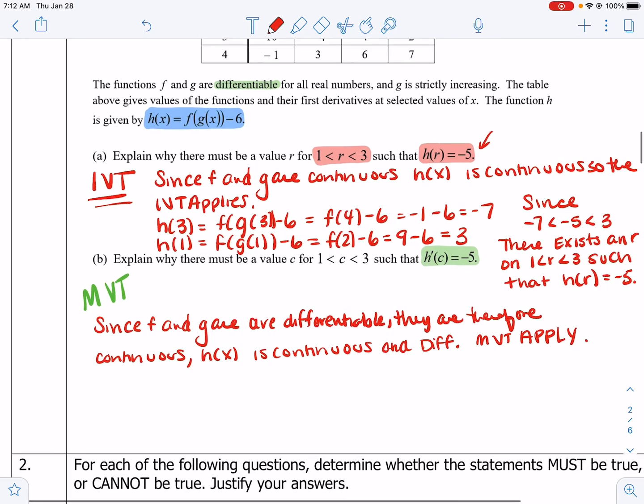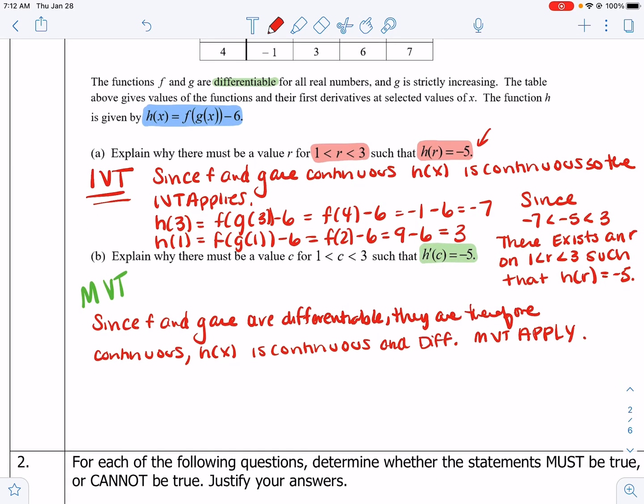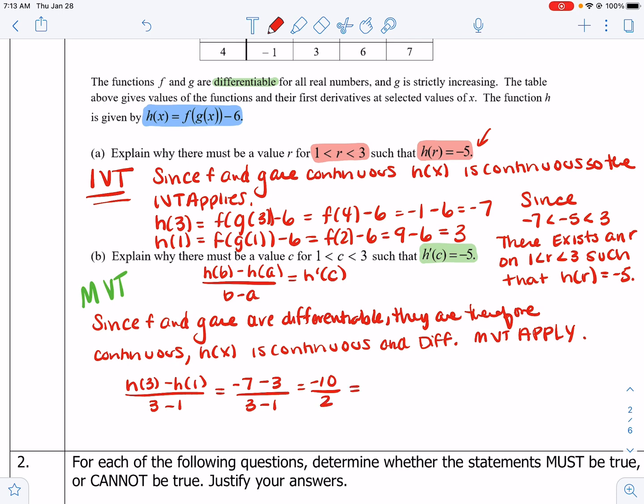And let's double check it out. Remember our rule, our MVT, that is basically h of b minus h of a over b minus a, just changing to h's to match the question, has to be equal to h prime of c. In this case, they gave us c. So let's take out, we got h of 3 minus h of 1 over 3 minus 1. That's negative 7 minus 3 over 3 minus 1, or negative 10 over 2, which equals negative 5. Hey, that matches. That sounds pretty good.